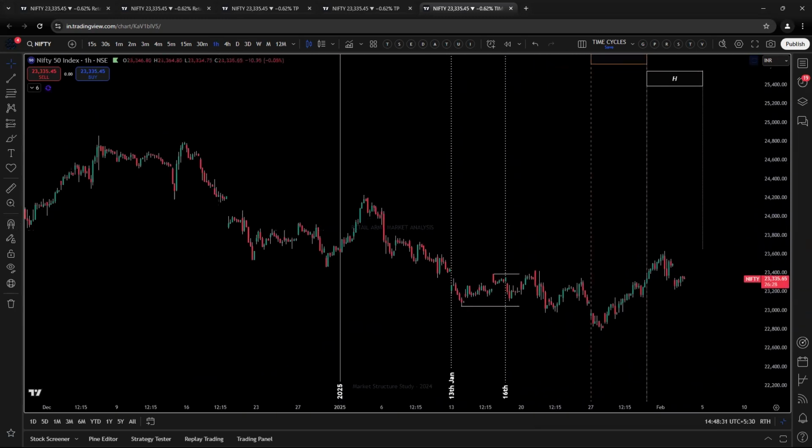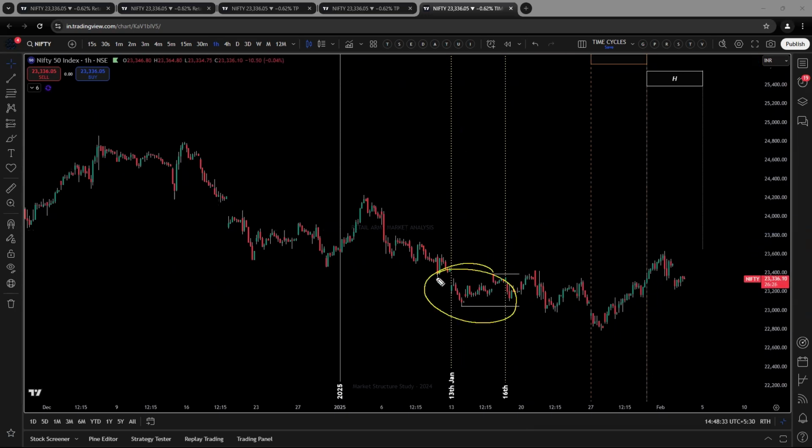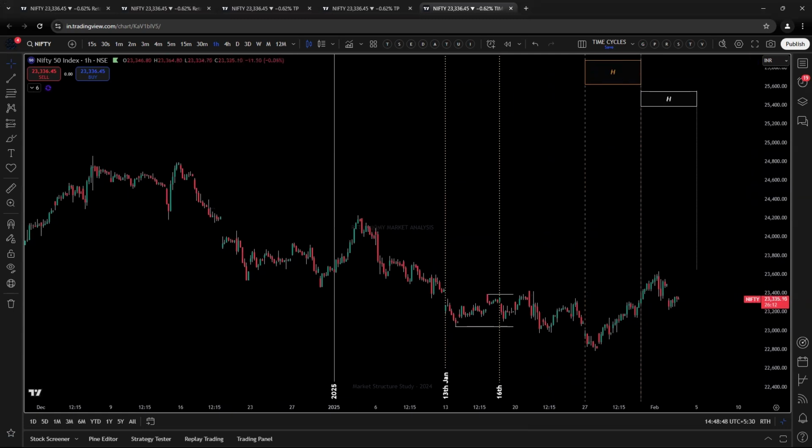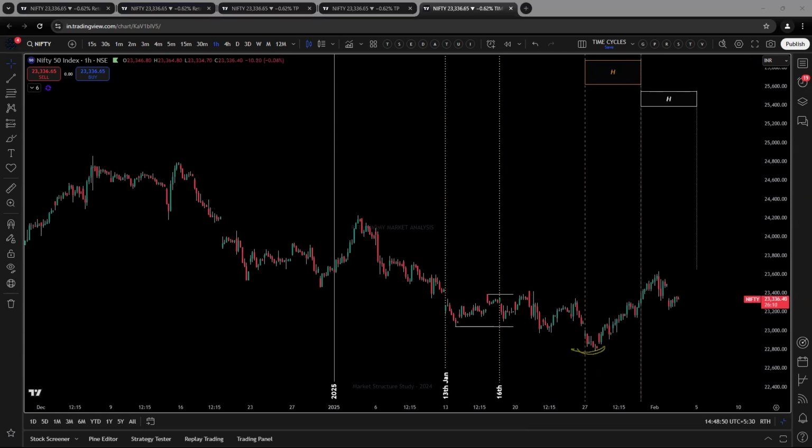So the first minor, not so significant time zone was here. What happened here? Market made a range, slightly breached the range. It was an ABC pattern, very clear cut, and we saw a fall. All that captured, done. Here, what happened? Okay, so we started this after the 27th, right? After the 27th of Jan, we started the second. This is the major time cycle, which is still going on.